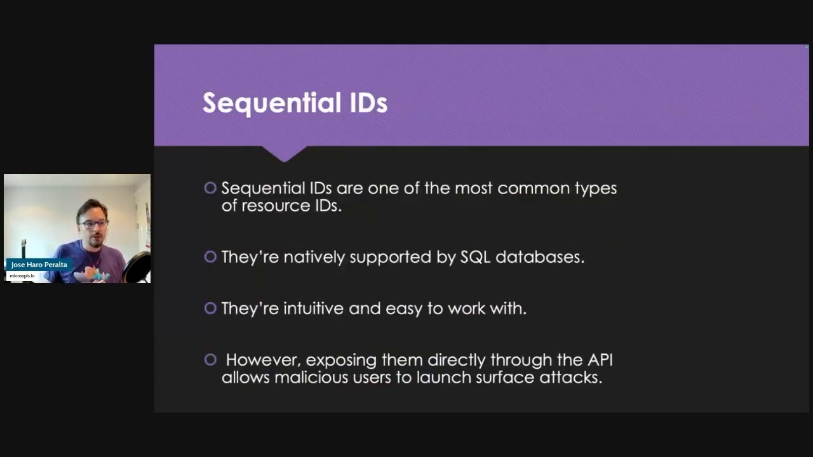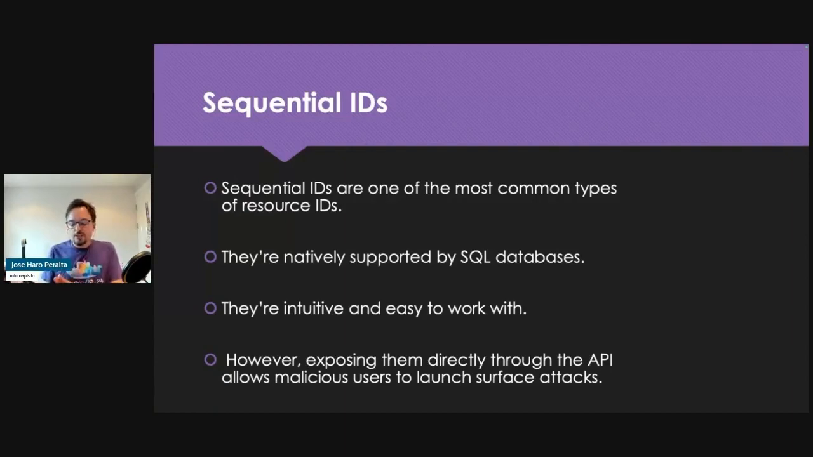So we're going to begin with sequential IDs. We're all familiar with them. Sequential IDs are natively supported by most databases. They're very easy to work with, very easy to reason about. So if we have an issue with a specific resource, we just pass the number around and we can easily locate it in the database.